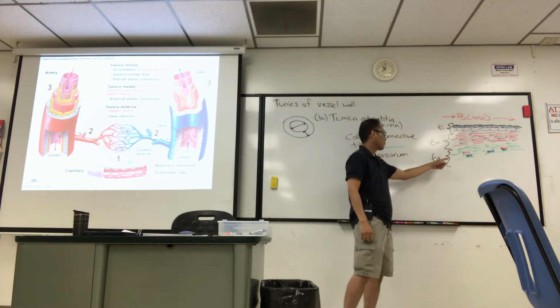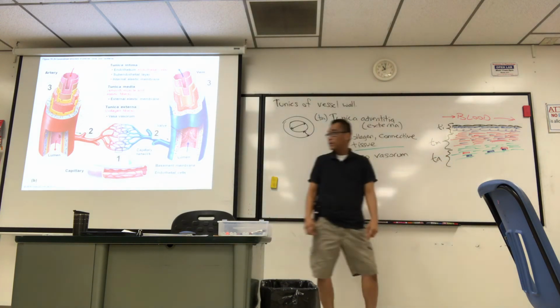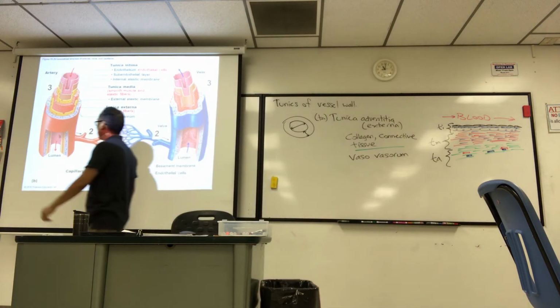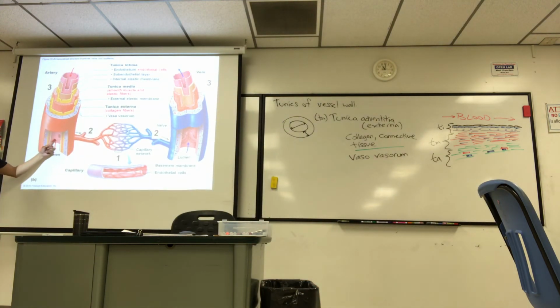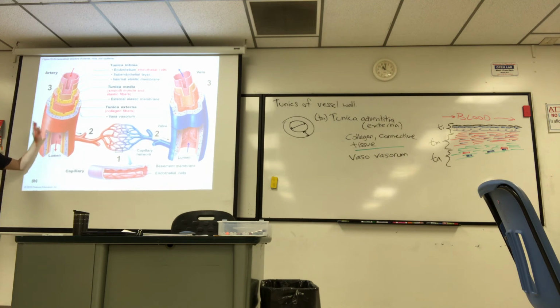Anyways, a little side note, but know that these are providing nourishment to the blood vessel, to the cells that don't have access to the blood that's flowing through it. Okay. So that describes all three layers.